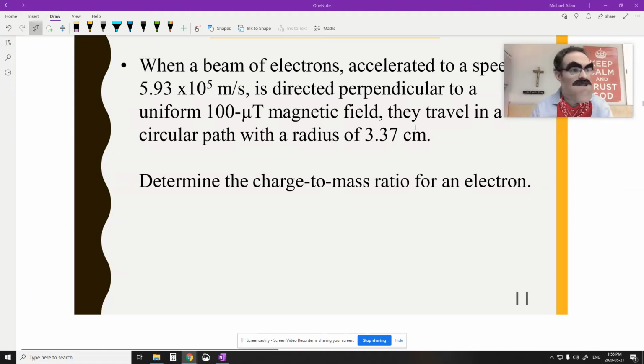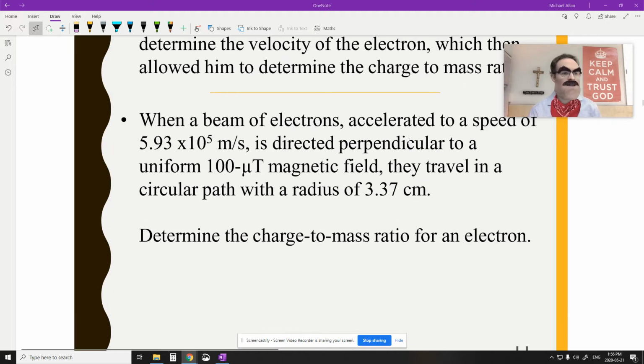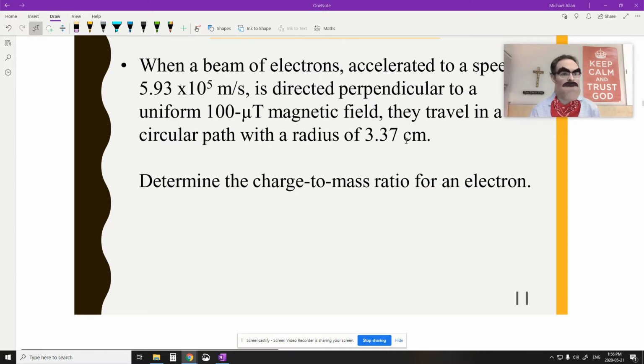Welcome back, physics students. So let's talk about the charge to mass ratio that J.J. Thomson was trying to find, this elusive property of this particle. He didn't know it was an electron at this point.